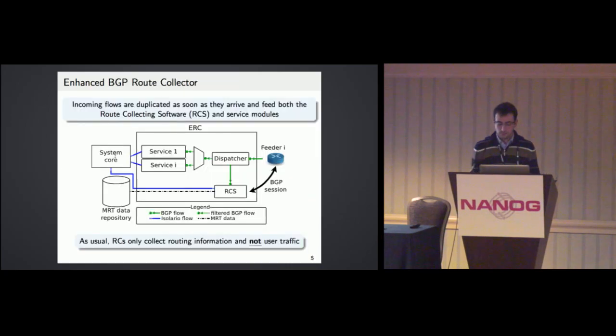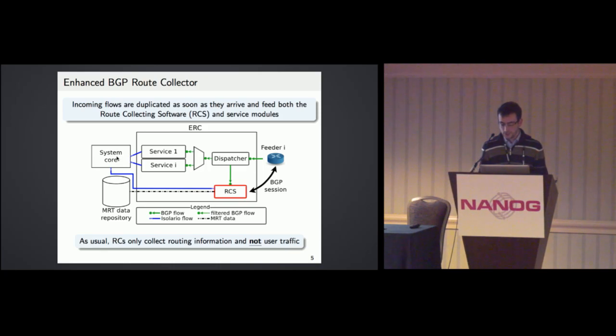So the starting point to implement real-time services is a slight modification of the classic concept of route collector. In our system, when BGP data comes to the route collector, it is sent to a dedicated module, a dispatcher, which sends the data on one end to dedicated application modules, which implement the applications, and on the other end, sends the data to a route collecting software, which is responsible for maintaining up the BGP session with the participant, with the feeder, and which also must be able to answer queries coming from real-time applications.